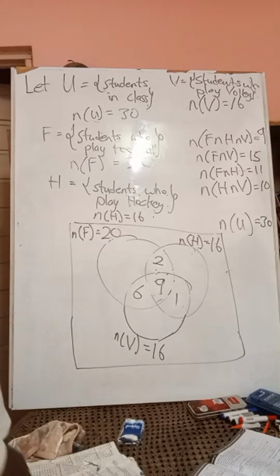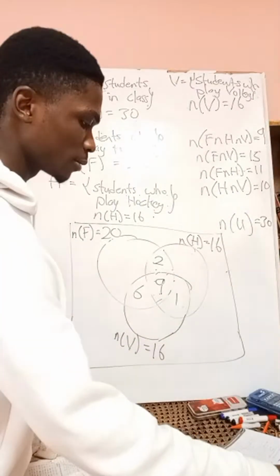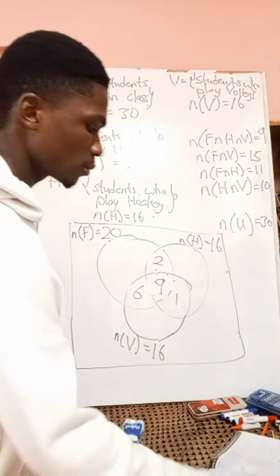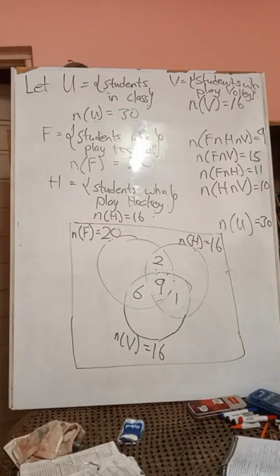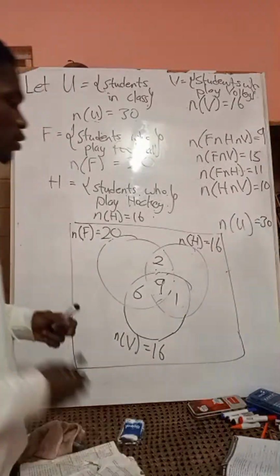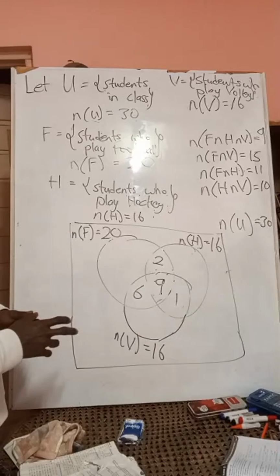The question is demanding. So read it out. Using your Venn diagram, find the number of students who play at least 2 games. So you said using the Venn diagram, find the number of students who play at least 2 games. At least 2 games. At least 2.